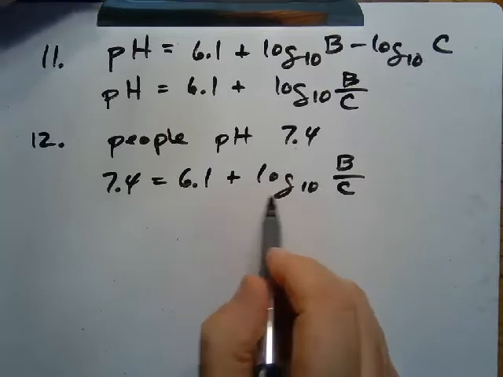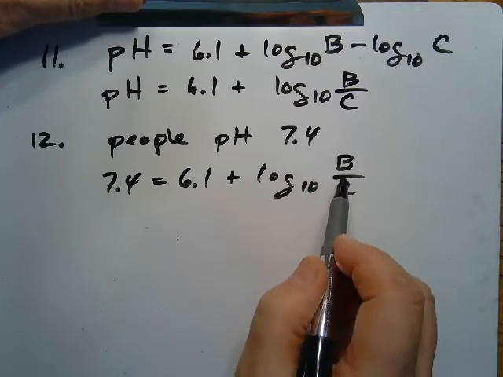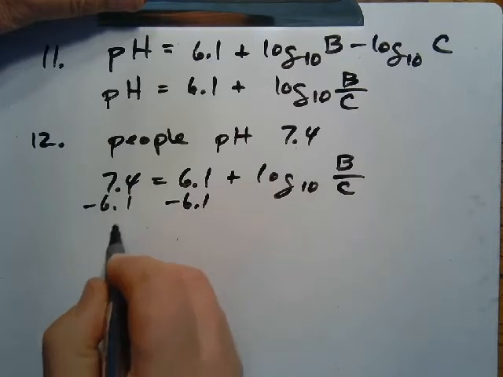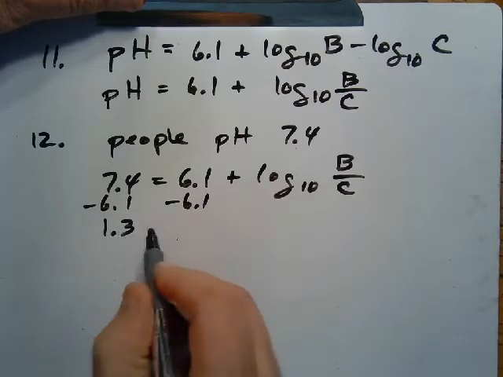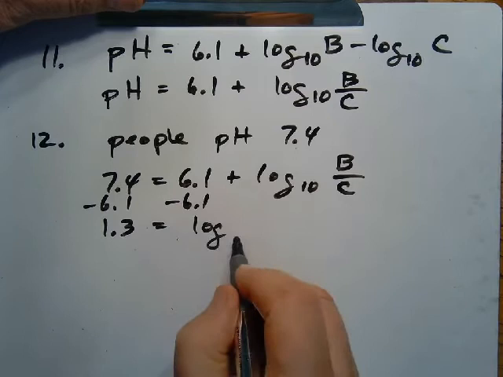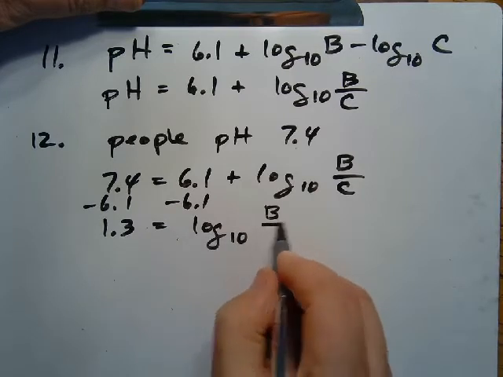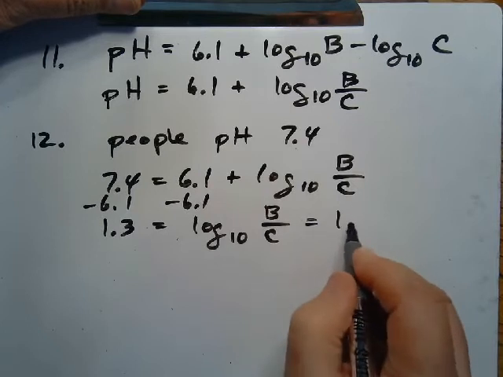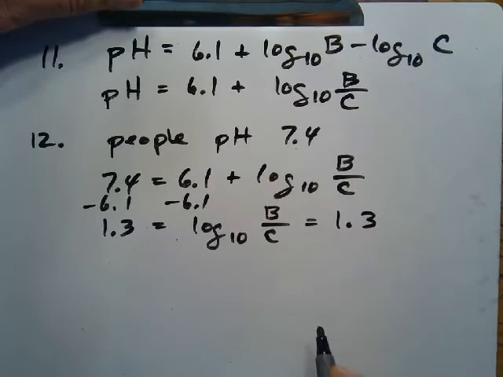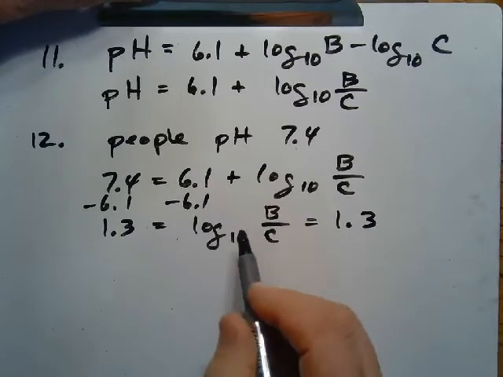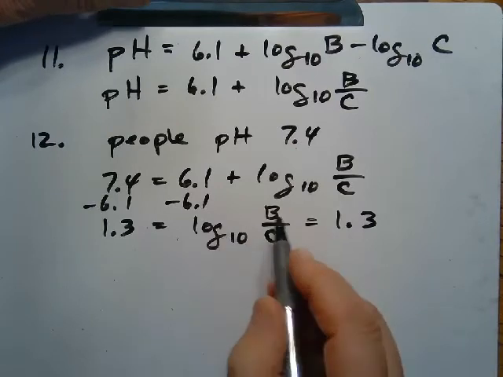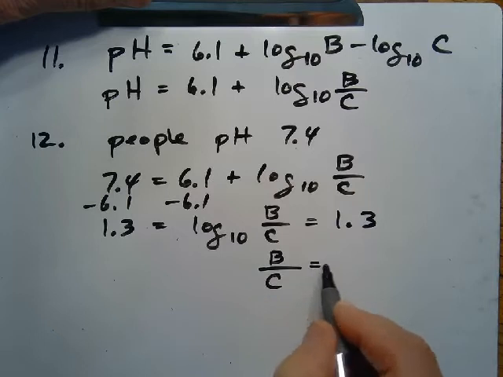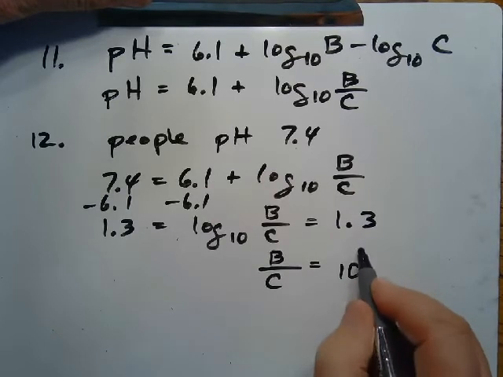All right. Well, to get that alone, we're going to have to first of all undo this 6.1. So we'll subtract it from both sides, and we get 1.3 equals log base 10 of B over C, this ratio. I like looking at that 1.3 on this side, so I'm going to move it over there. And now we've got a log on one side, so we're going to drag down the result, throw the base to the other side, and apply the exponent.